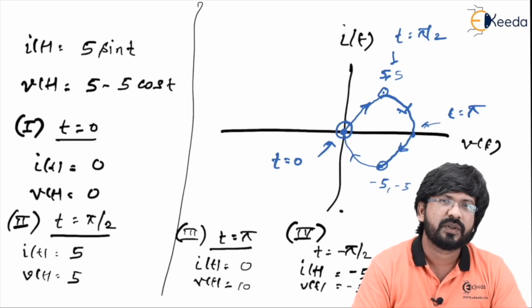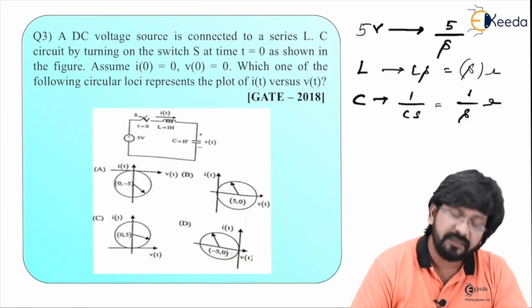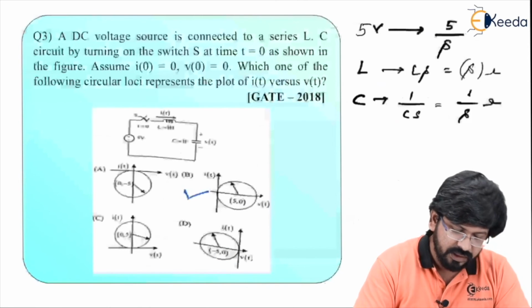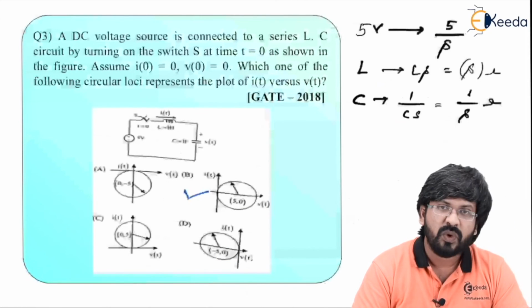Let's go and see what is the correct option here. So as you can see, option number B is the correct option. I'm sure you understood how to go for a locus diagram and what is the correct technique. Thank you.